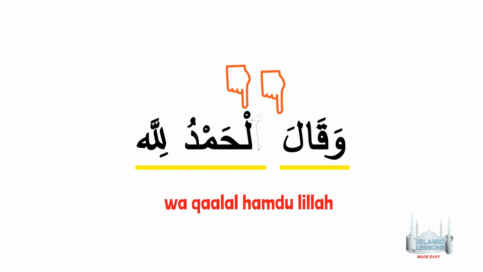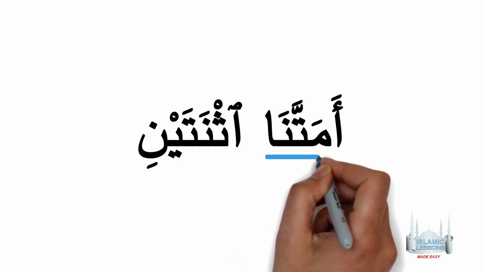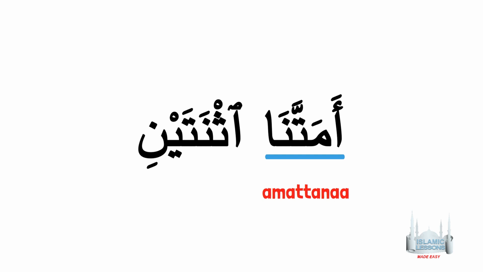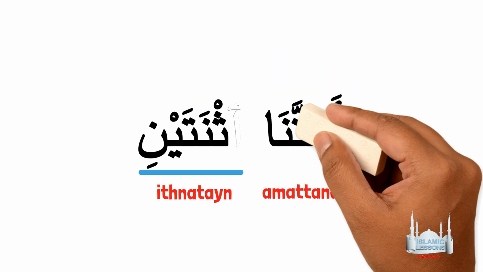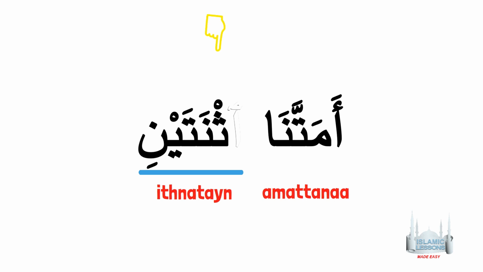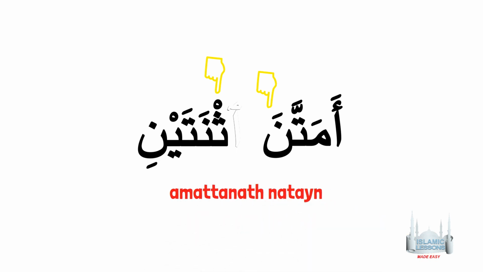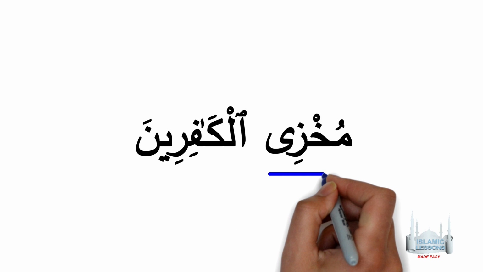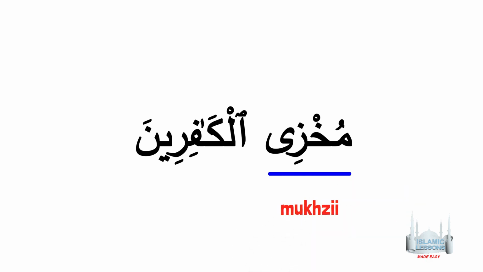In this example, the first word reads Amattanaa with a long vowel Alif, and the second word reads Ithnatain. Now if we are reading them together, we drop the Hamzatul Wasl. Now we see a tha that has a sukoon, and before it is a long vowel. We drop the long vowel. Now we read it together as Amattanaa Ithnatain.